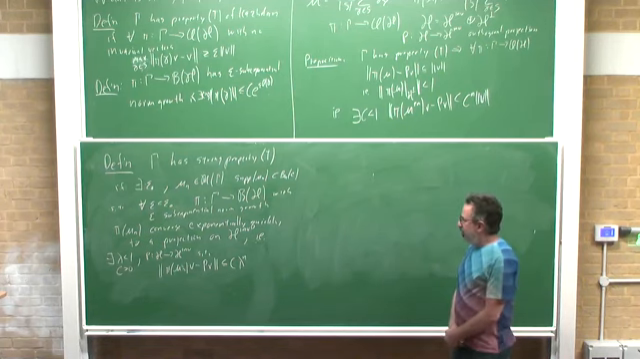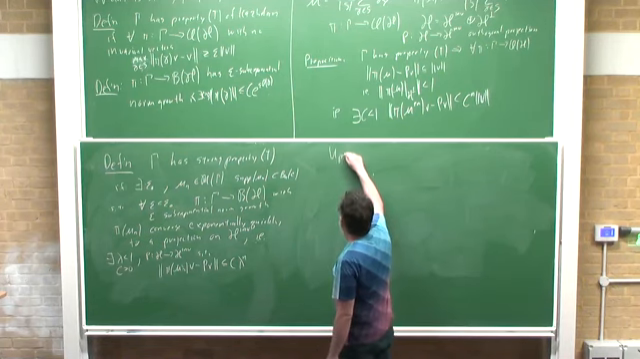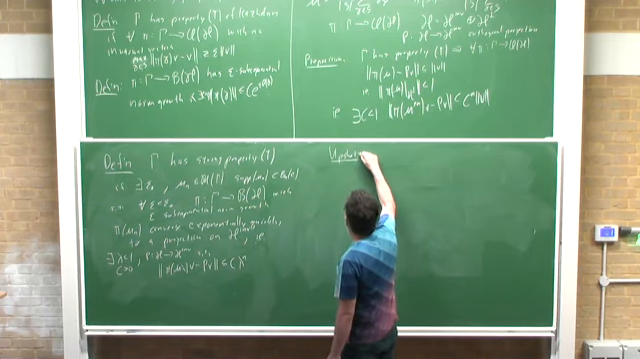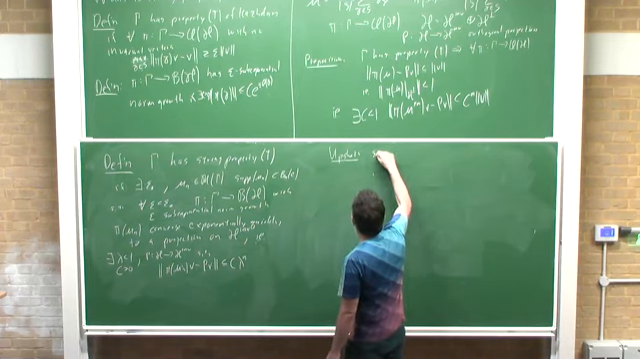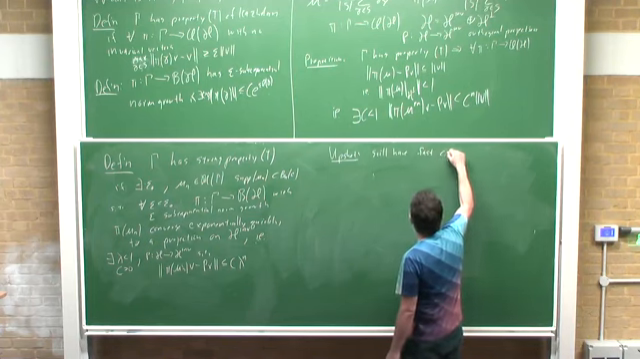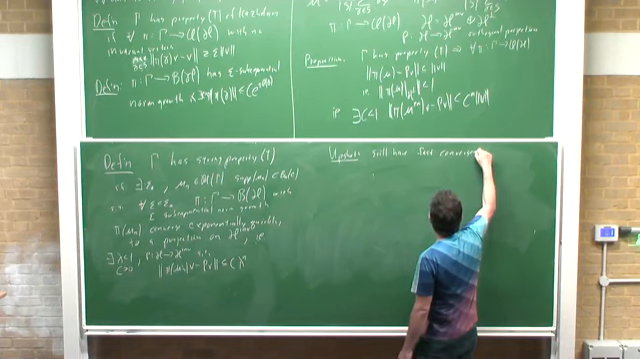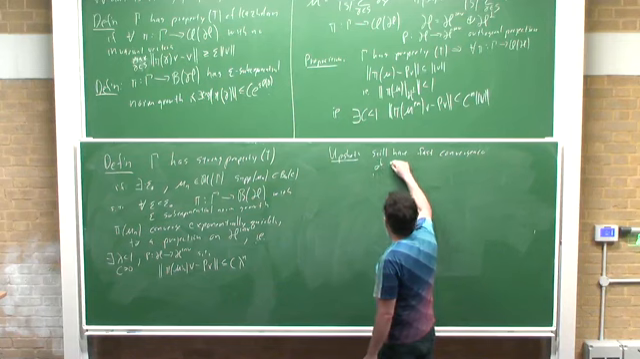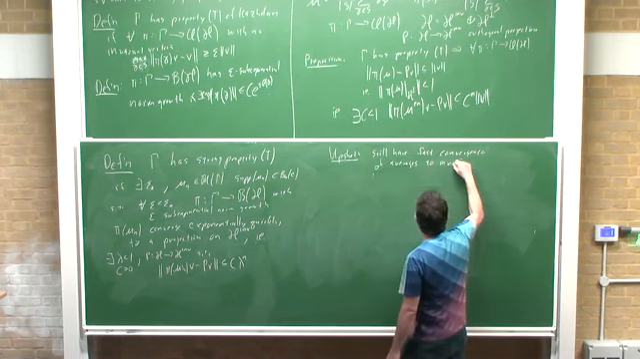So it says, the upshot is that we still have fast convergence of averages to invariant vectors.